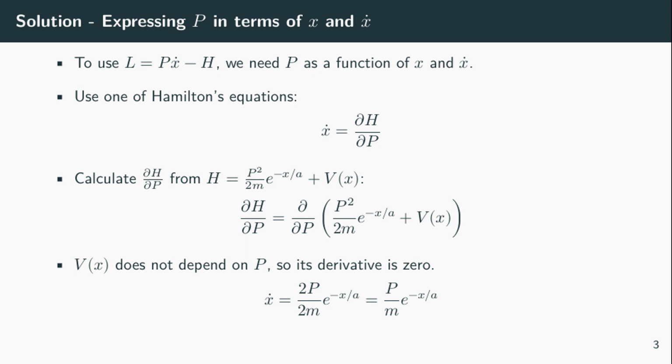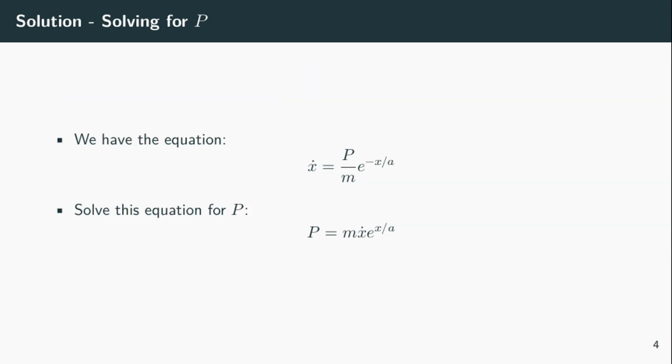So x dot equals the partial derivative of H with respect to p, which is 2p over 2m times e to the power of minus x over a. We can simplify the 2's there, giving us x dot equals p over m times e to the power of minus x over a. Great. Our goal is to solve this equation for p. We can simply multiply both sides by m and by e to the power of x over a. This gives us p equals m times x dot times e to the power of x over a. Now we have p expressed in terms of m, x dot, x and a, which is what we needed.